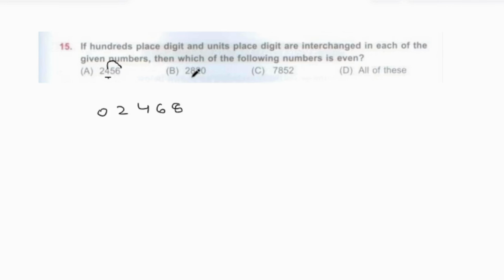Now look at option number B. In option number B, at hundreds place you have 8. When 8 replaces 0, again the new number formed will be an even number. Coming to option number C, when 8 replaces 2, the new number formed will be even, which means the correct option is all of these.